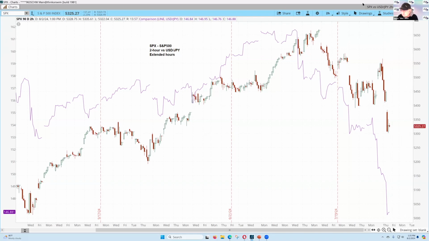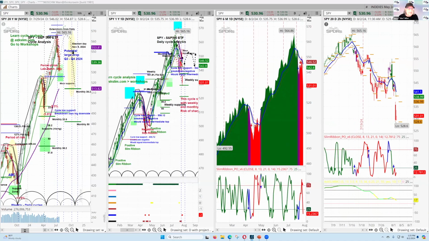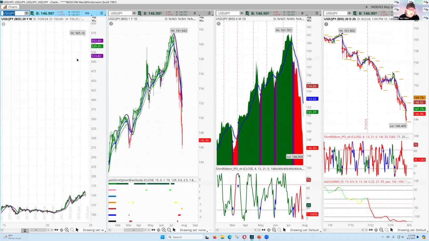So the question is, what about when this changes and the US dollar starts to rebound? Shouldn't that give you some kind of a rally? Well, let's take a look at that and see if that's the case and how long it should last. So we're going to look at US dollar, USD JPY. We're going to switch these charts over to that.